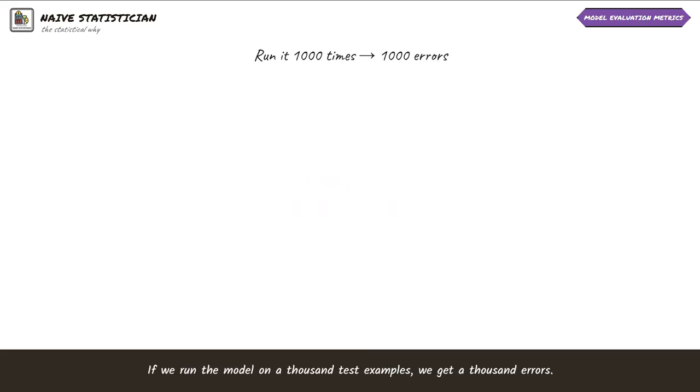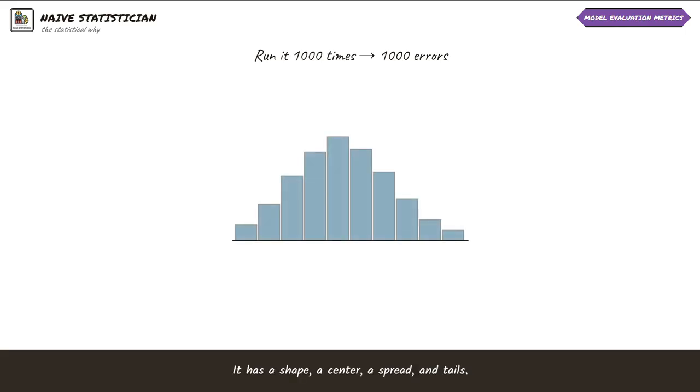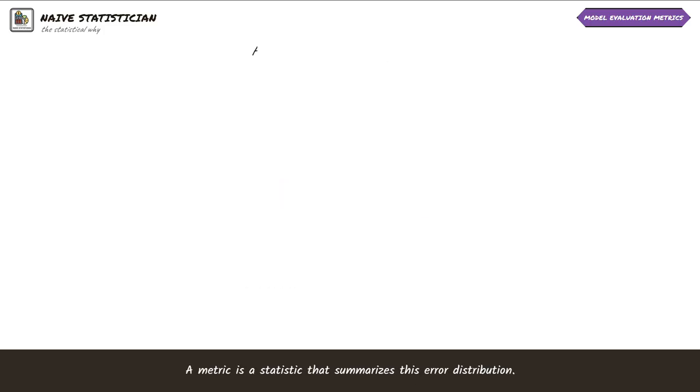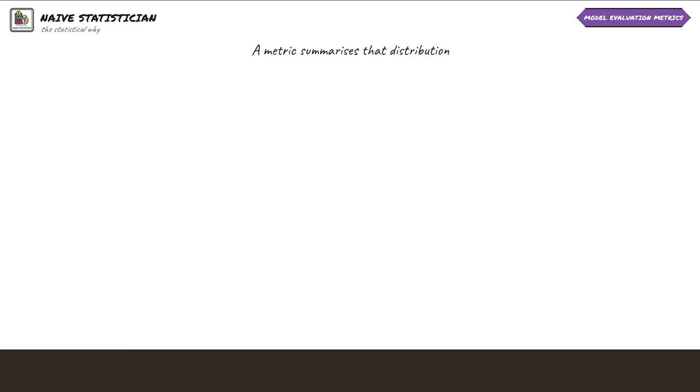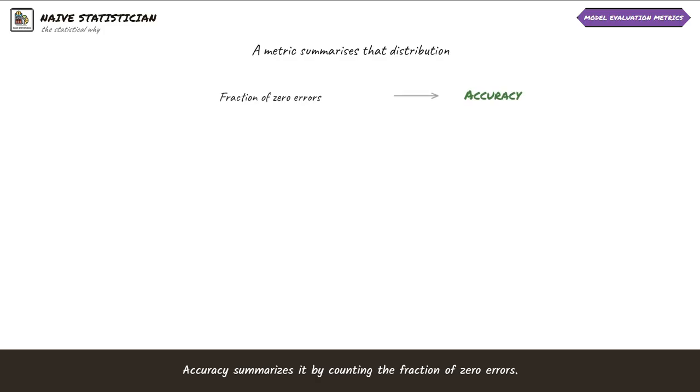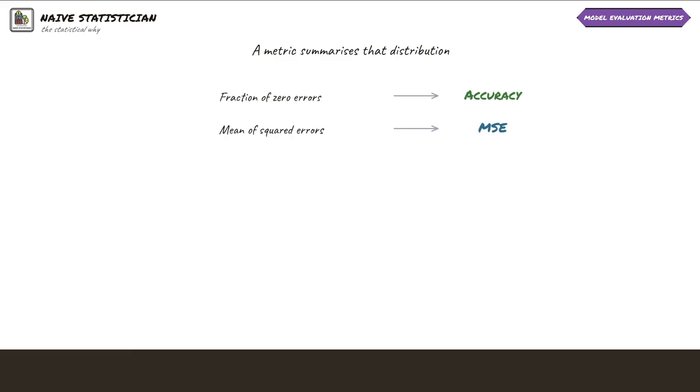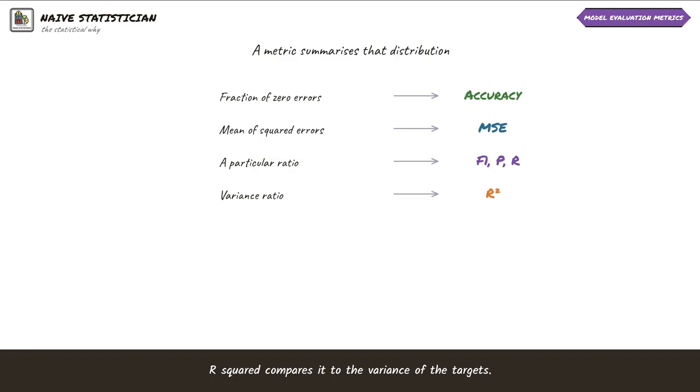If we run the model on 1,000 test examples, we get 1,000 errors. This is the error distribution. It has a shape, a center, a spread, and tails. It is a random variable like any other. A metric is a statistic that summarizes this error distribution. Accuracy summarizes it by counting the fraction of 0 errors. Mean squared error summarizes it by averaging the squared values. F1 score takes a particular ratio. R² compares it to the variance of the targets.